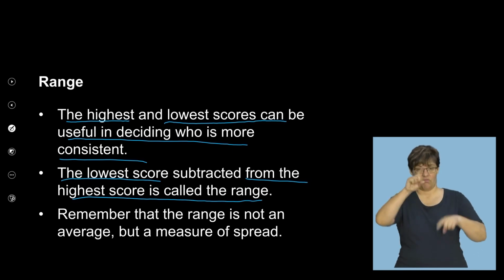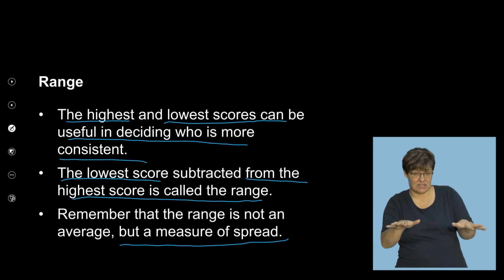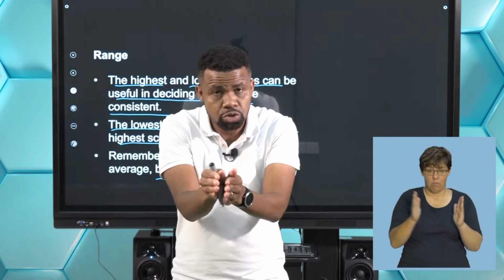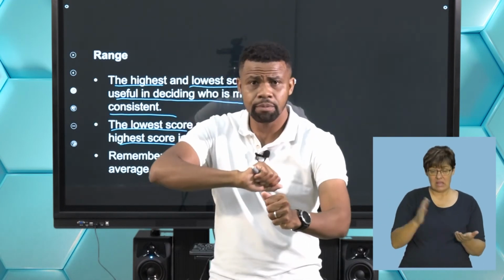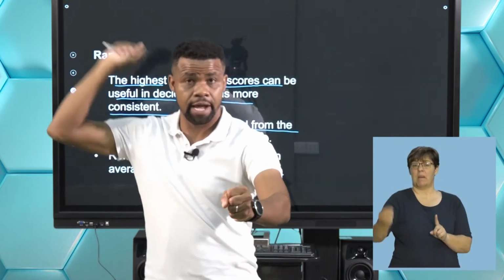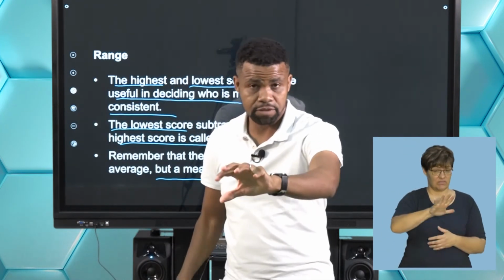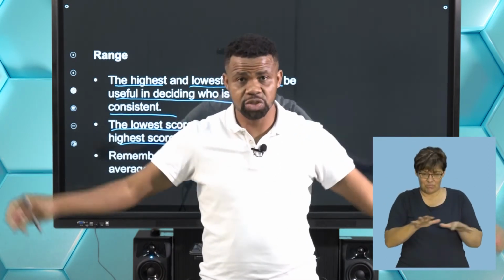Remember that the range is not an average, but a measure of spread. How is the data spread? Is the data close to the mean or far away from the mean? Is everyone in your math class close to the average? If the average is 50, there's some people who get 90, far away from the mean. There's also some people close to the mean, getting 51, which is close to the average. So the range tells us how the data is actually spread.